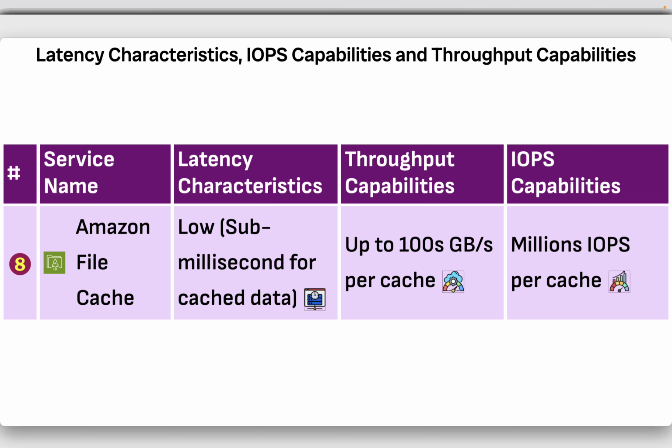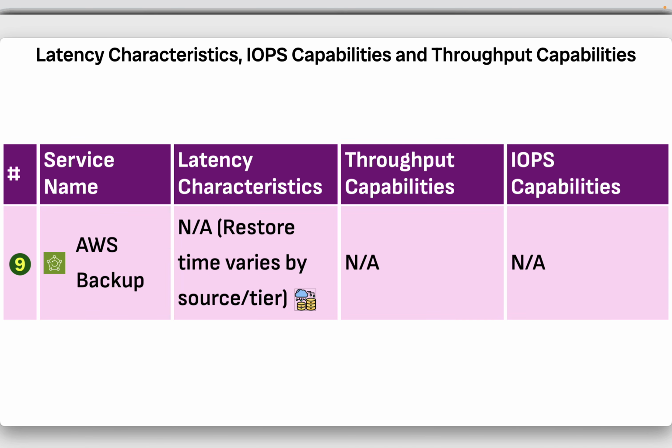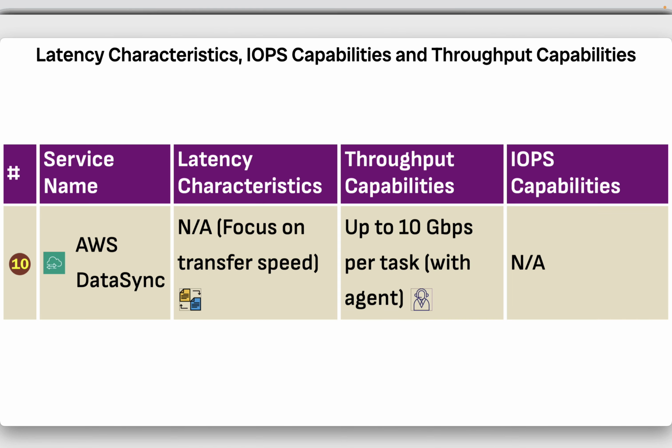Amazon File Cache. Latency is low, sub millisecond for the cache data. Throughput up to thousands of GBs per second per cache. IOPS, millions of IOPS per cache. AWS Backup: latency, IOPS and throughput not applicable. AWS DataSync, again latency not applicable. It focuses more on transfer speed, and throughput can be up to 10 Gbps per task because we use an agent in this case, and IOPS not applicable.